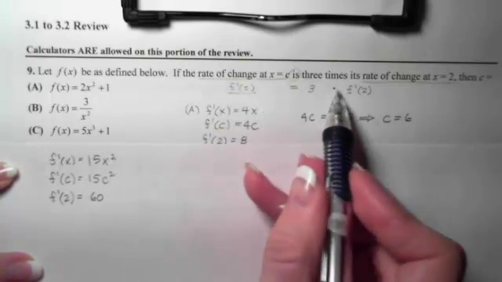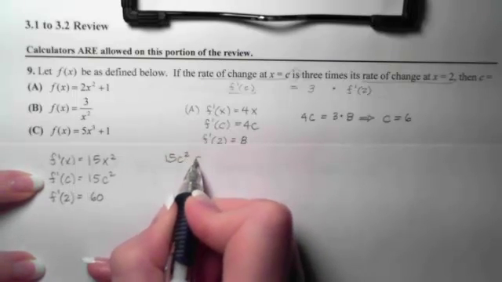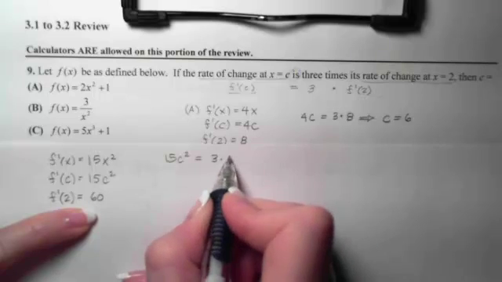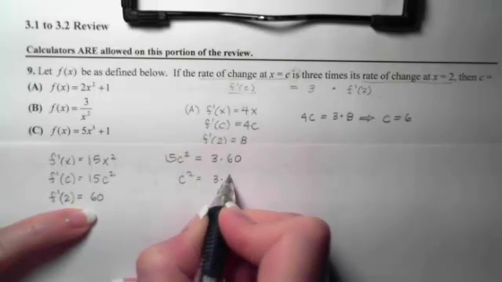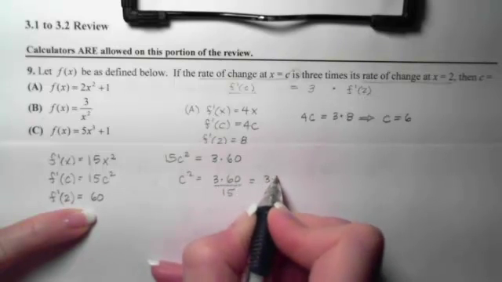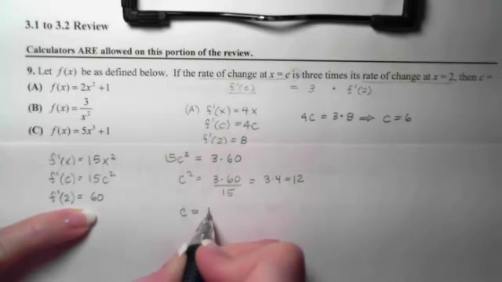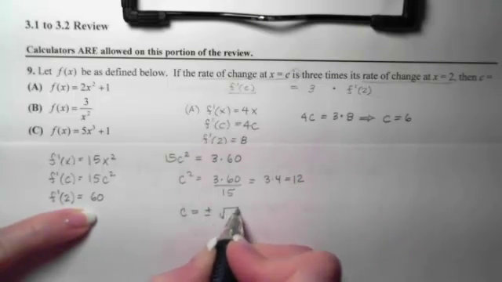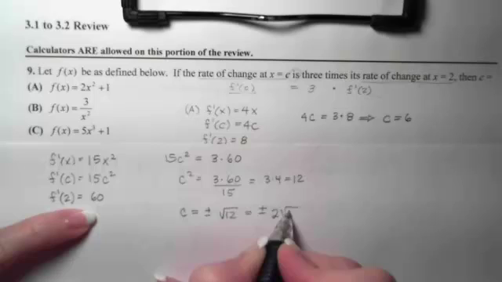Now, based on this statement here, we want f prime of c to equal 3 times f prime of 2. So c squared equals 3 times 60 over 15. Well, that's 3 times 4, which is 12. So c is plus or minus the square root of 12, which is plus or minus 2 root 3.